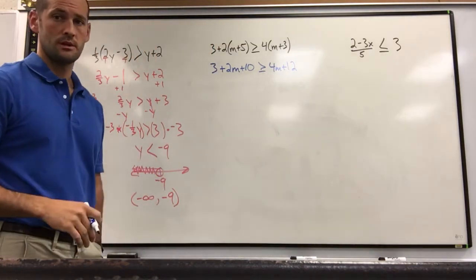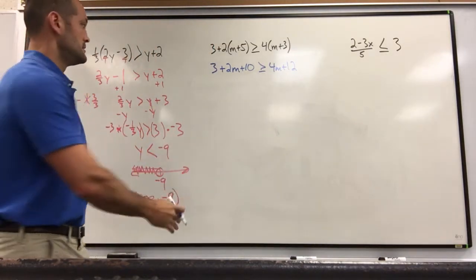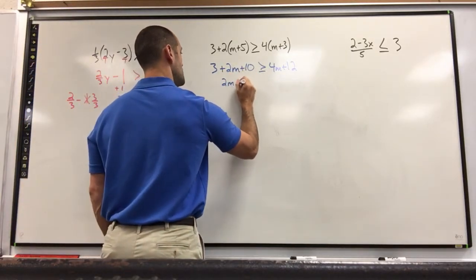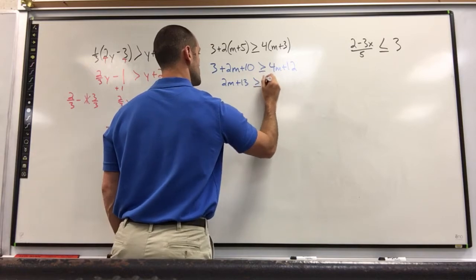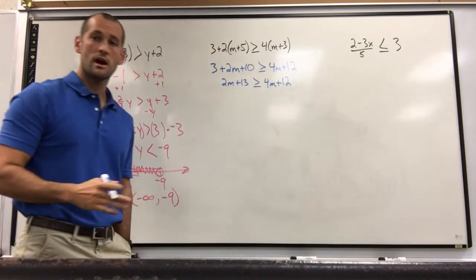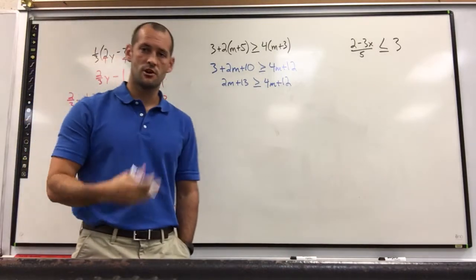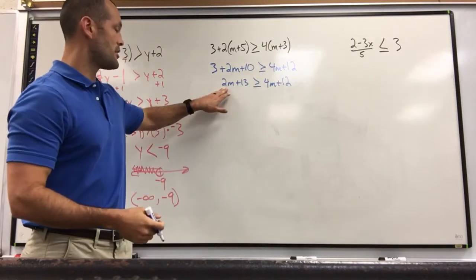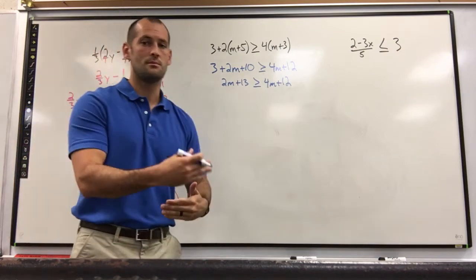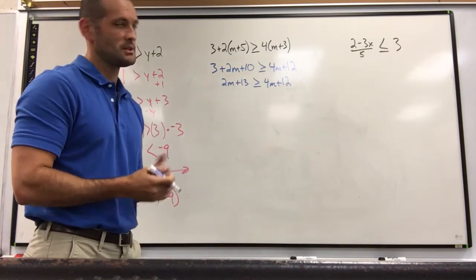All I did was distribute. Don't start moving things yet. Combine like terms. Now we have a 2m plus 13 greater than or equal to 4m plus 12. All right, we're going to get numbers on one side and variables on the other. I'm going to bring my variables to the right side so that they stay positive. And I'm actually going to two-step here. I'm going to do 2 things at once just because I'm fancy.